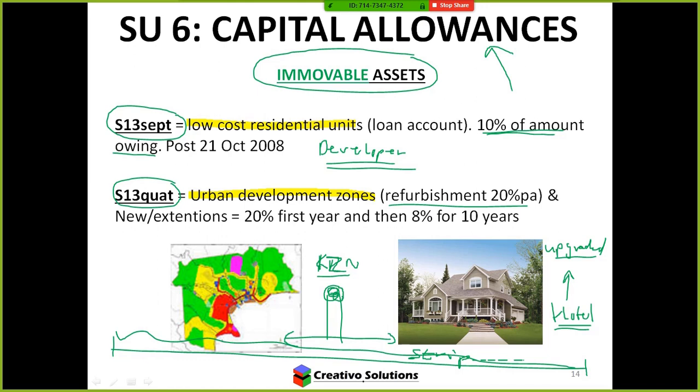Well, yes. If it's new or extensions, you can claim 20% in the first year and then 8% for the next 10 years. That's for urban development, for refurbishments: 20% for new or extensions, and then 8% every year for 10 years. Is that okay? Yes.